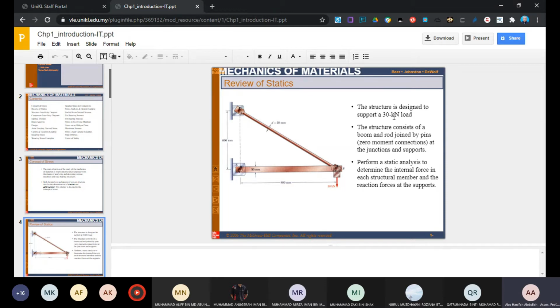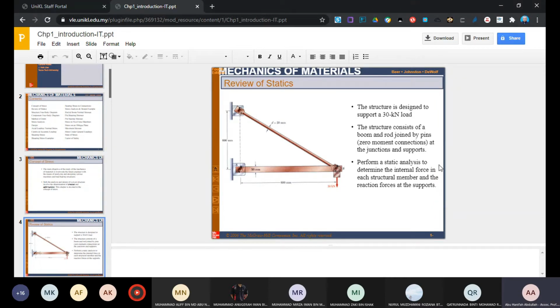The structure is designed to carry 30 kilonewton load. It consists of a boom, so when the structure is taken out here, we call it boom, and rod. So this is a boom and rod. Rod is to support the structure and also to stabilize the structure. And the joints here are all pins. So this is two brackets here, or we can also call this lug. In aircraft design, we call it lug. So we install these two, the rod and the boom, using the pin. So it's just pin joint everywhere.